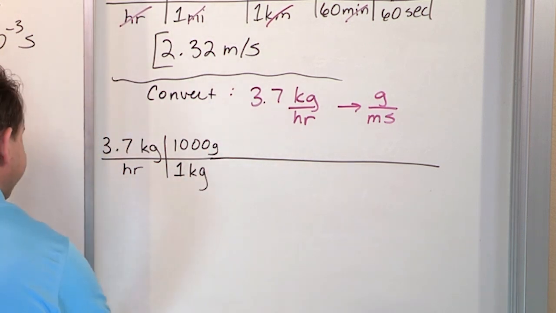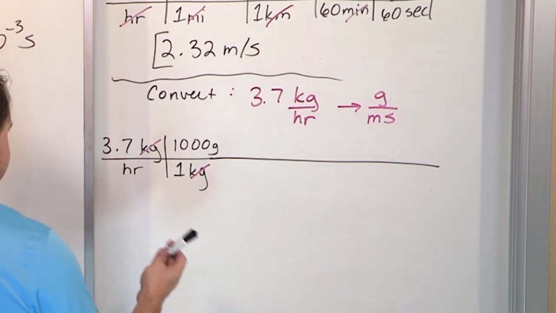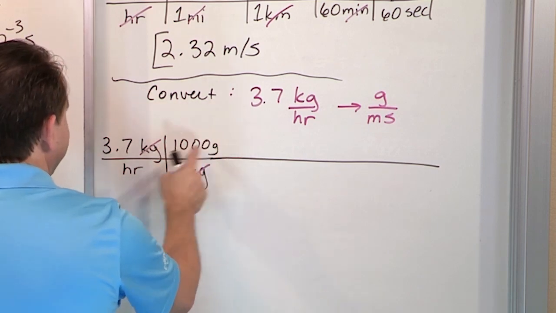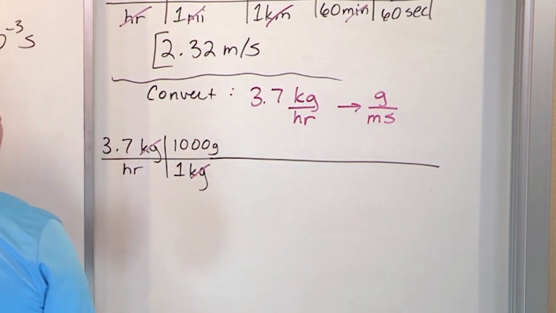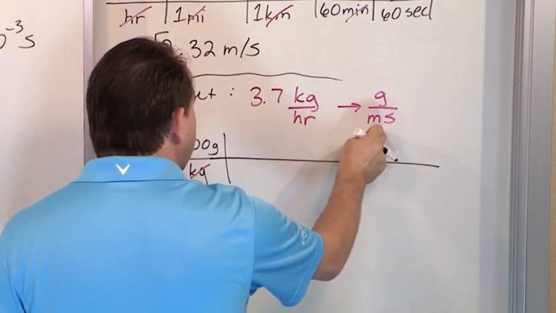I arrange the conversion factor that way because I have to cancel kilograms. If I stop and do the calculation now, this times this divided by this, I'm going to get grams per hour. But I don't want grams per hour. I want grams per millisecond. But I'm halfway there, so I close this guy off and I work on getting to milliseconds.